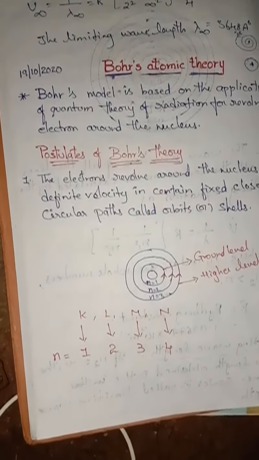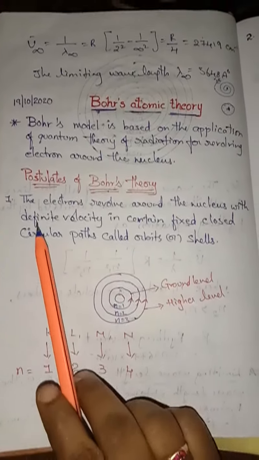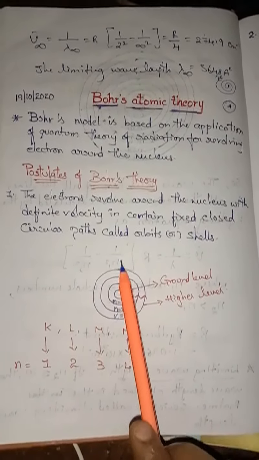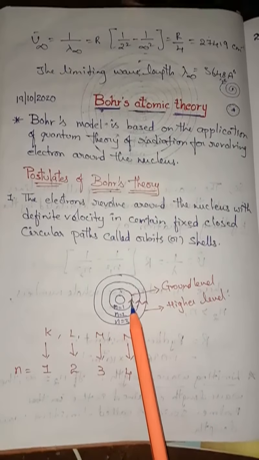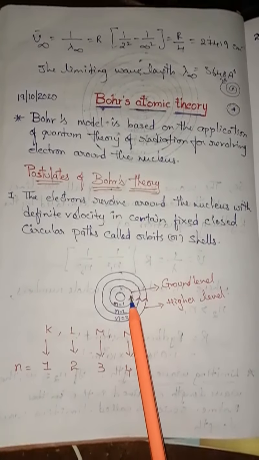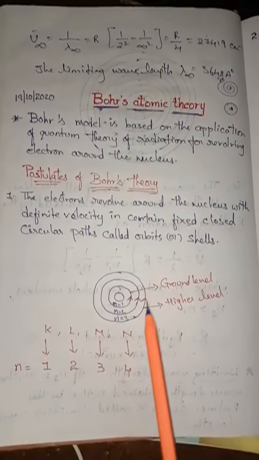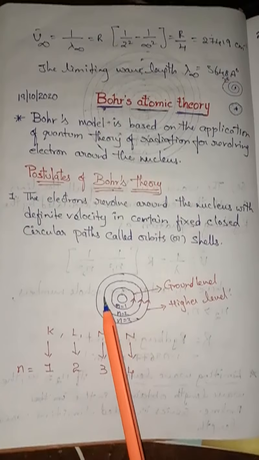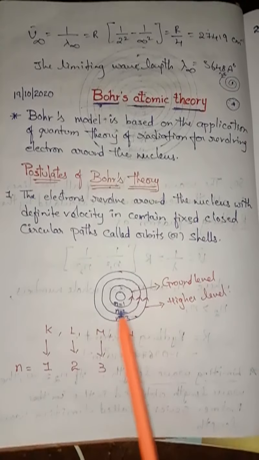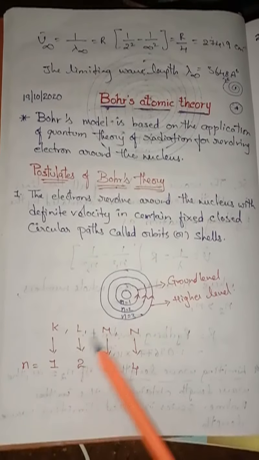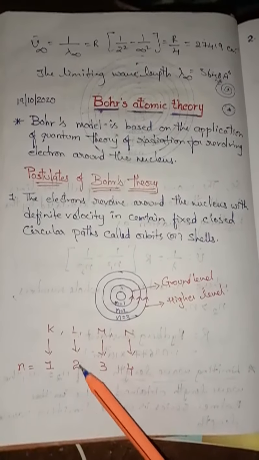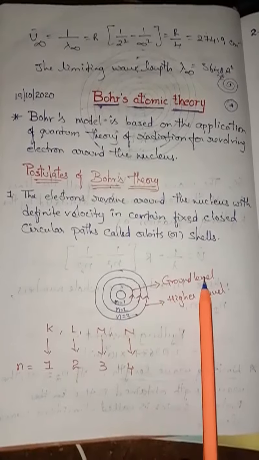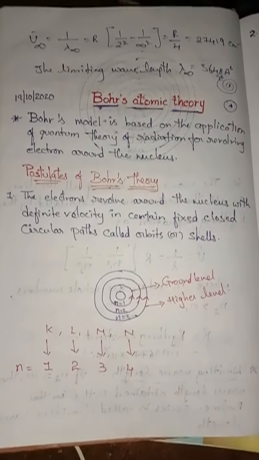Understand, children? So what is the first postulate? The electron revolves around the nucleus with a definite velocity in certain fixed closed circular paths called orbits. These are called orbits, shells or energy levels, which are given particular names, that is K, L, M shells. The K shell is the first shell, the L shell is 2, the M shell is 3, and the N shell is 4. The starting shell will be the ground level and the last shell will be the higher level.